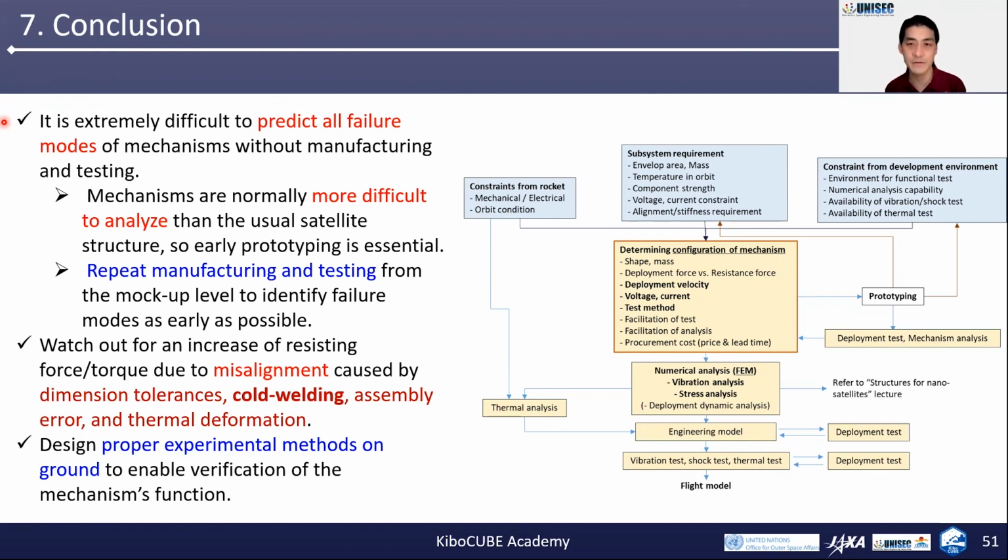So please repeat manufacturing and testing from the mock-up level to identify all failure modes as early as possible. Watch out for an increase of resisting force torque due to misalignment caused by dimension tolerance, cold welding, assembly error, and thermal deformation. And finally, please design proper experimental methods on the ground to enable verification of the mechanism's function. You now know that these are iterative processes, so early validation and verification are always the keys to the successful development of nanosatellite mechanisms. Thank you very much.